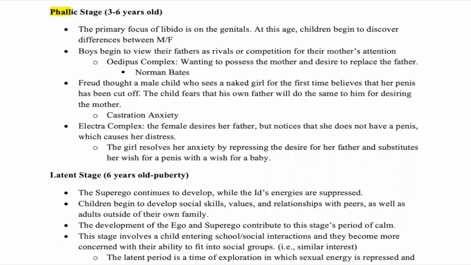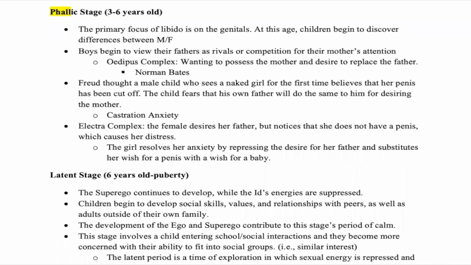So then the girl starts to resolve her anxiety by repressing the desire for her father and substituting her wish for a penis with a wish for a child, to start conforming with her mother for fear that the mother could harm her in some way, shape, or form. So it's the phallic stage, and why I say they're feeling themselves, because they're starting to feel their body, notice that they have genitalia. However, they have these underlying urges for the parent of the opposite sex at that given moment.